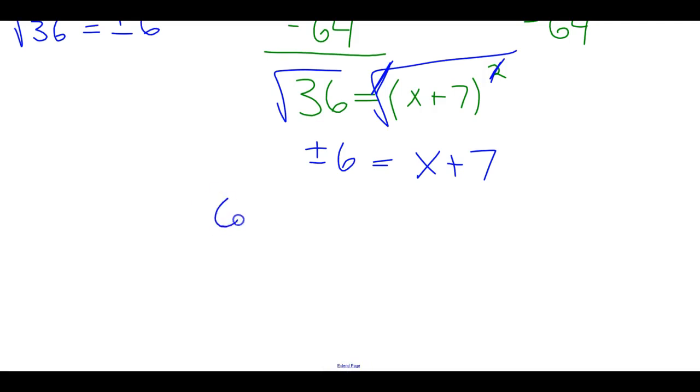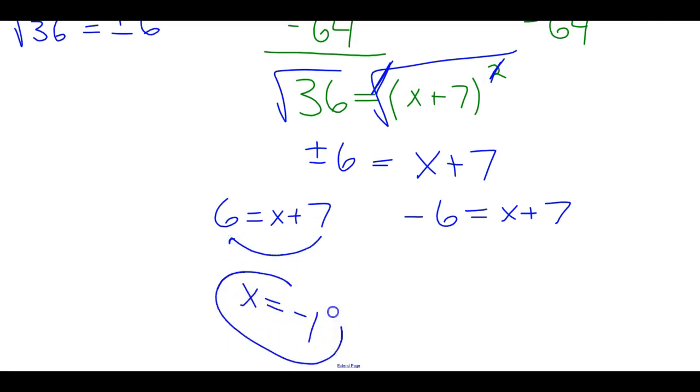So this is basically 6 equals x plus 7. So positive 6 equals x plus 7. But it's also negative 6 equals x plus 7. Positive and negative 6 equal x plus 7. So what answer am I going to get out of the left side here if I subtract this 7 over? Negative 1. And if I subtract this 7 over, x equals negative 13.